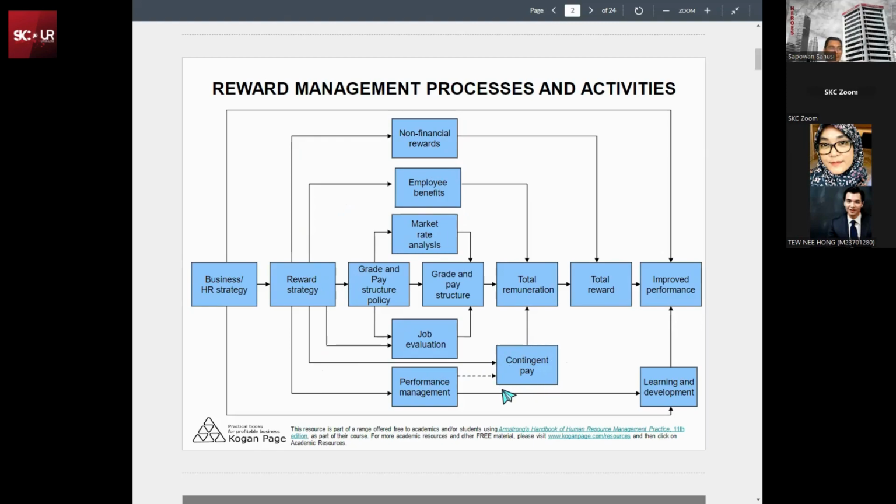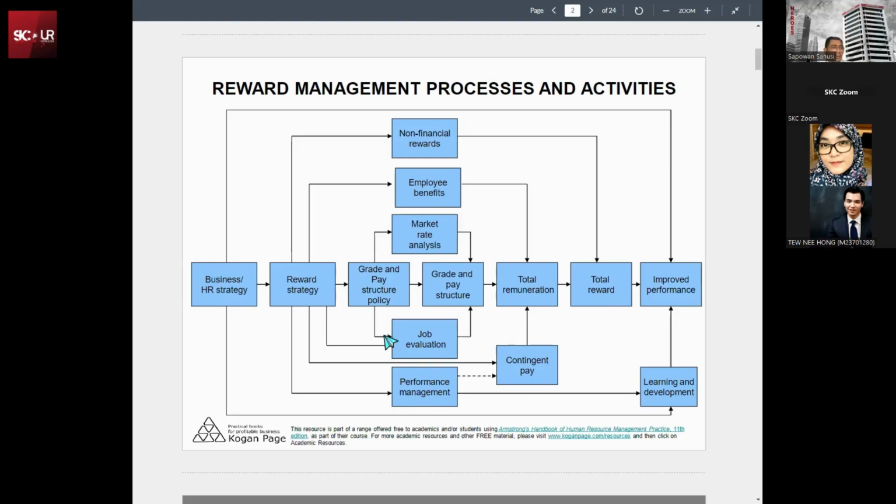Nampak tak dekat sini? Buat dulu non-financial employee benefit, and then look on the grade pay or basic pay structure policy, your basic pay structure accordingly to their designation, to the position, and then look at the market rate and analysis. Don't too high, don't too low. Make some analysis on what is the minimum. Jangan terlalu rendah, jangan terlalu tinggi.